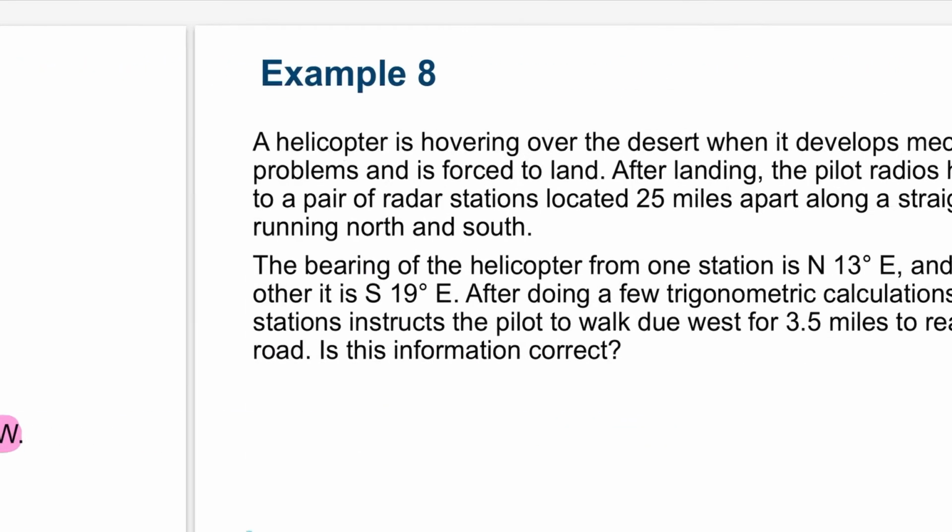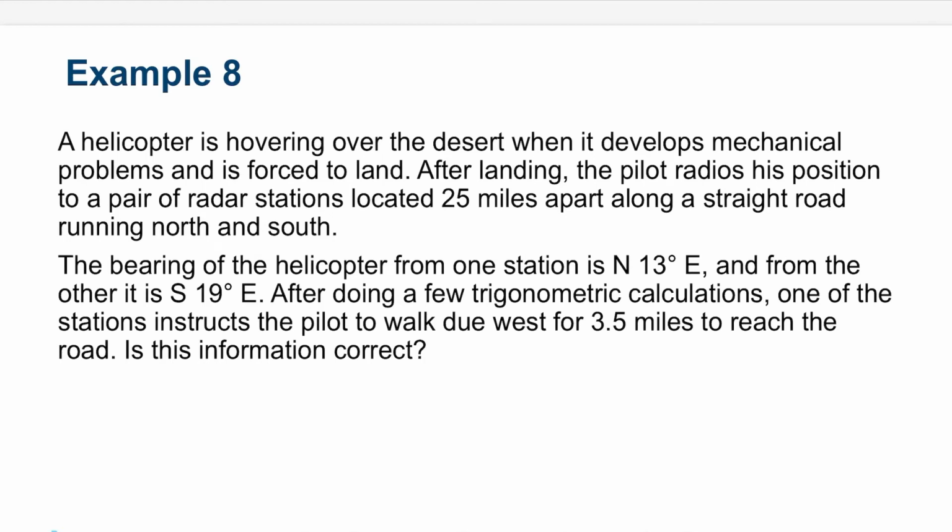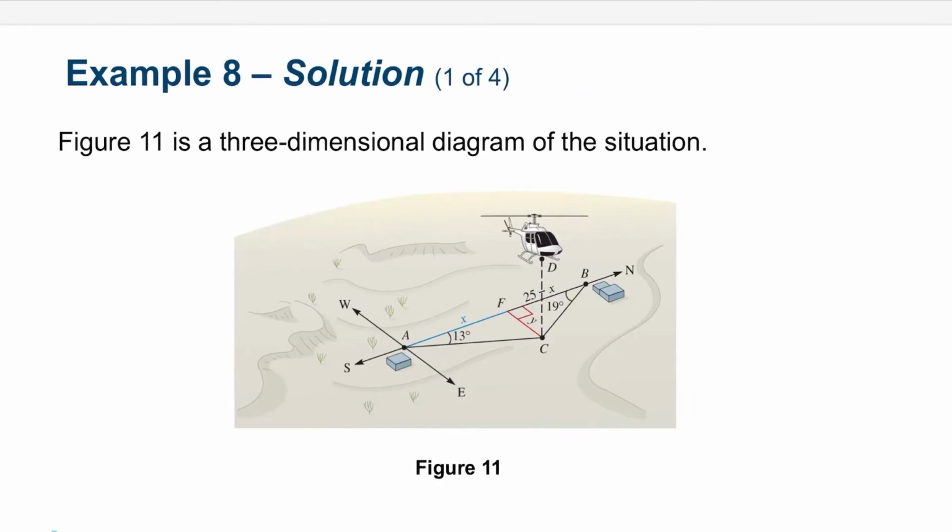All right. The next example deals with the helicopter. They give us a scenario where it's hovering over the desert and then it's forced to land. There's a pair of radar stations located 25 miles apart along a straight road. So here's the straight road. It's 25 miles long between these two bases.